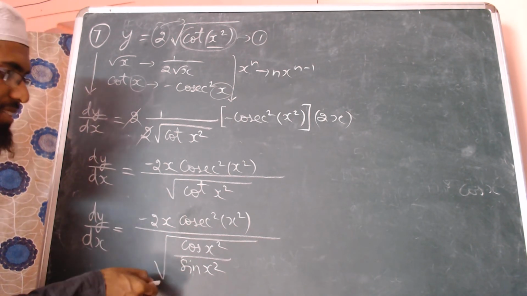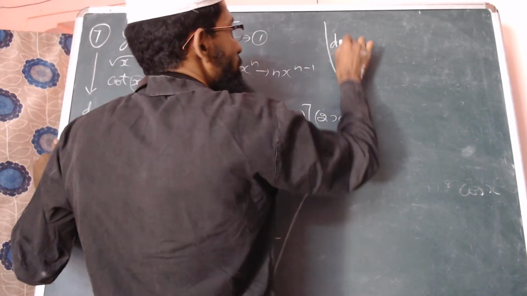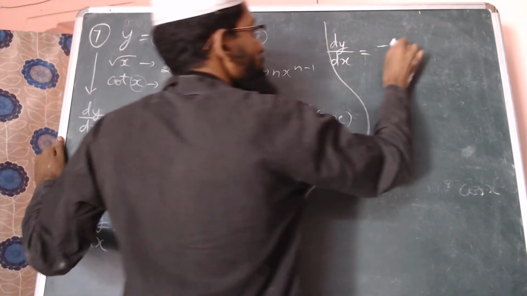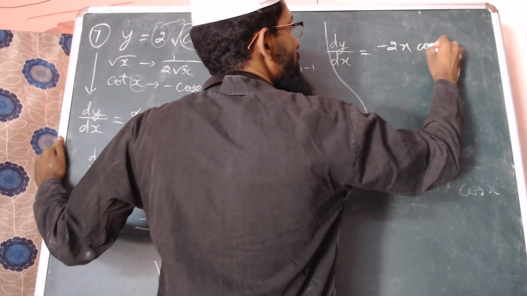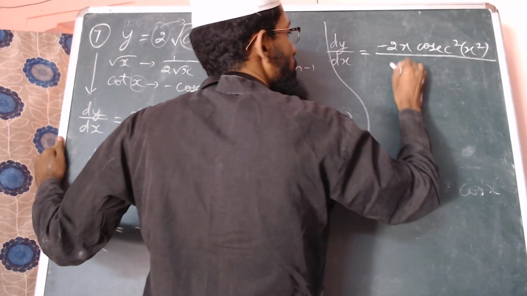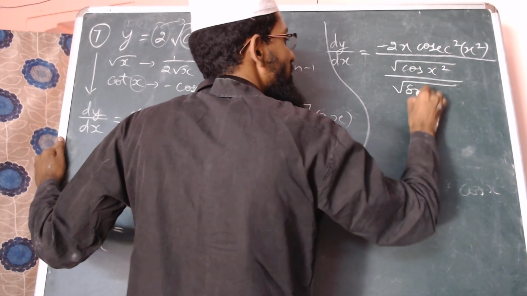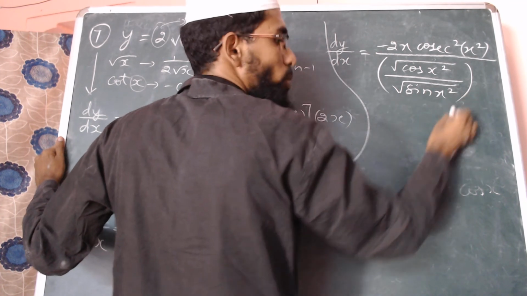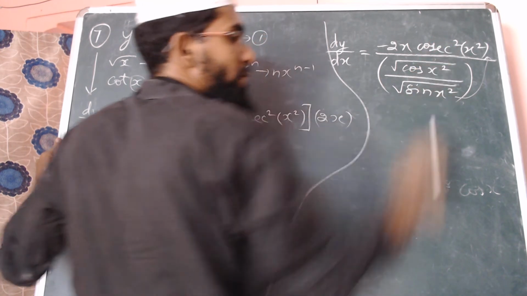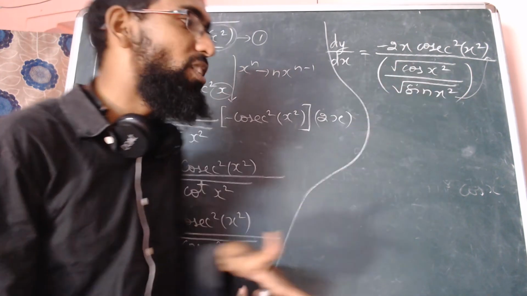Now what I can do? I can split this and write root of cos x square by root of sine x square. So dy by dx equal to minus 2x cosecant square x square divided by root of cos of x square by root of sine of x square. Now I can bring this root of sine x square to the top, and cosecant theta can be written as 1 by sine theta. So I can write cosecant square x square as 1 by sine square x square.